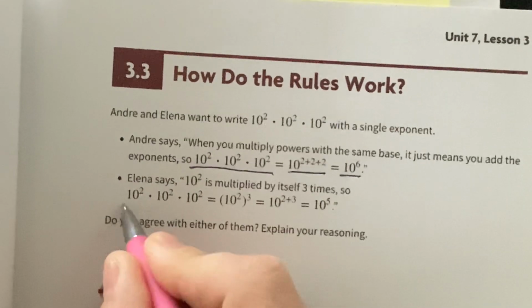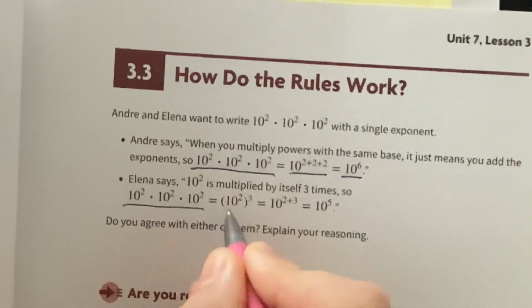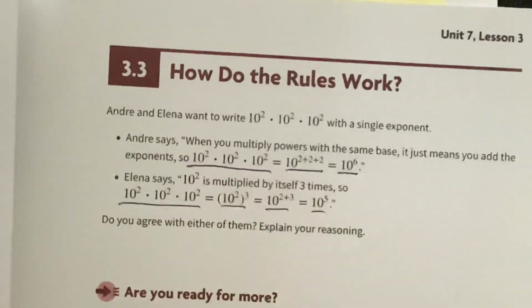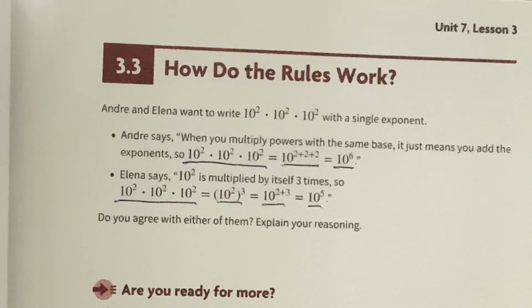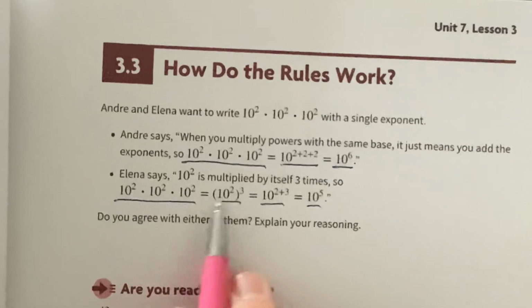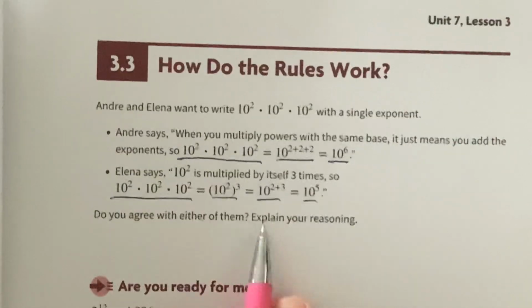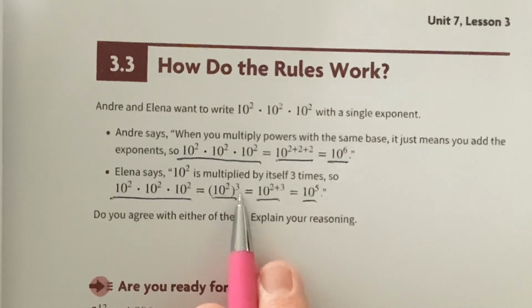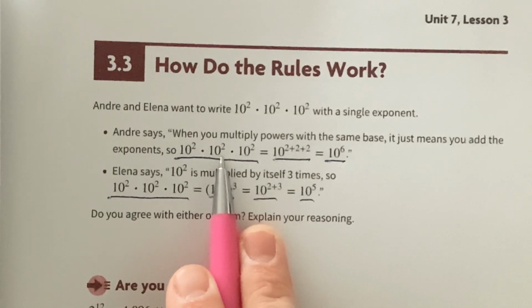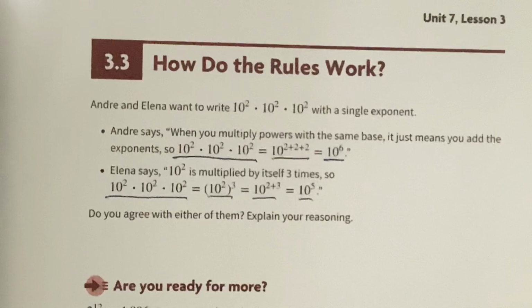Okay? Elena gets a different answer. So if Andre is right, that means there must be an issue here. I have 10 squared. I got 3 of them. She rewrites it as 10 squared, 3 of them. Says, all right, I'll add 2 plus 3, just like you did, Andre. And I got 10 to the 5th. Wrong. Why, Gabby? You don't add, you multiply them.